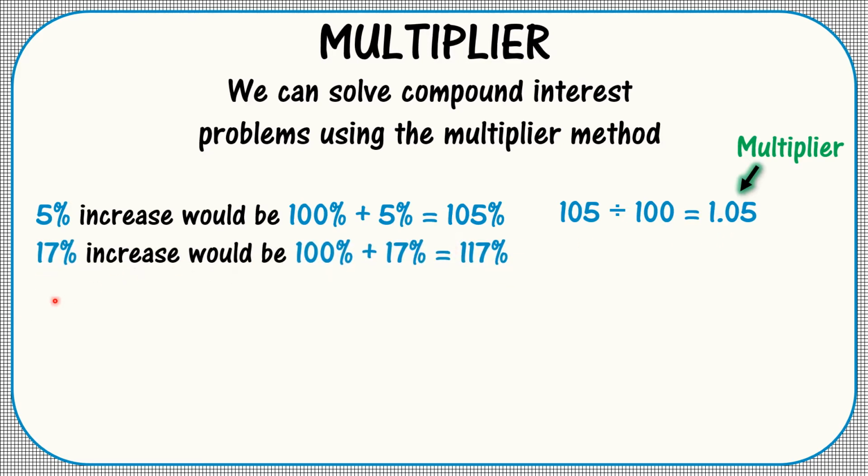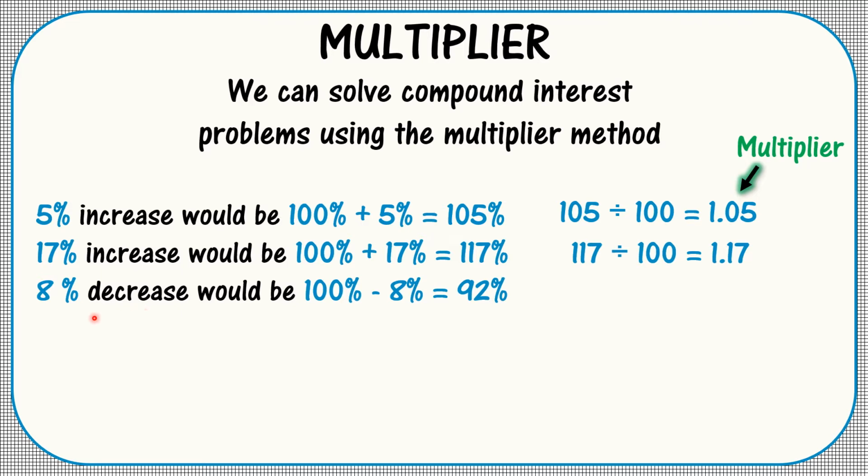Here is another example. A 17% increase would be 100% plus 17%, which gives us 117%. To find this as a decimal, we will divide by 100. So 117 divided by 100 equals 1.17. This 1.17 again is what we will refer to as the multiplier. Here is another example. An 8% decrease would be 100% minus 8%, which gives us 92%. Again, if we want this as a decimal, we will divide this by 100. 92 divided by 100 equals 0.92.